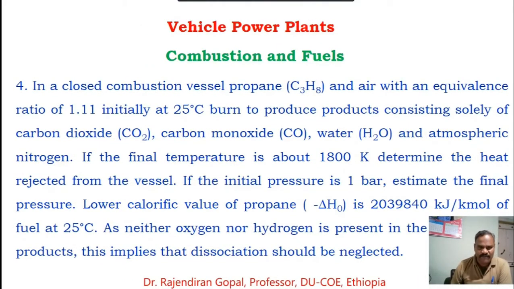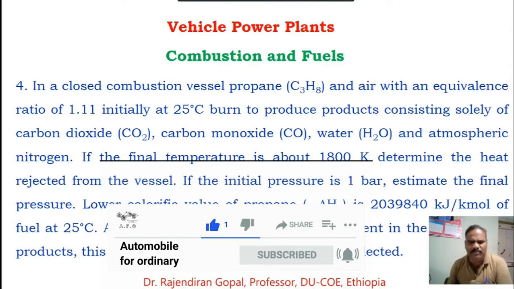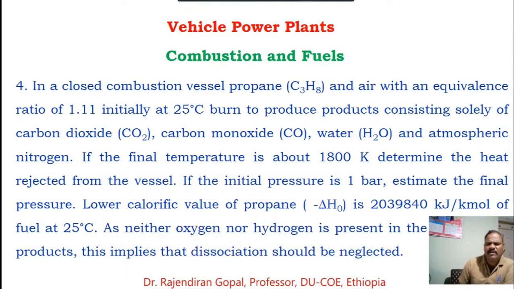In a closed combustion vessel, propane C3H8 and air with an equivalence ratio of 1.11, initially at 25 degrees centigrade, burn to produce products consisting solely of carbon dioxide, carbon monoxide, water and atmospheric nitrogen. If the final temperature is above 1800 Kelvin, determine the heat rejected from the vessel. If the initial pressure is 1 bar, estimate the final pressure.